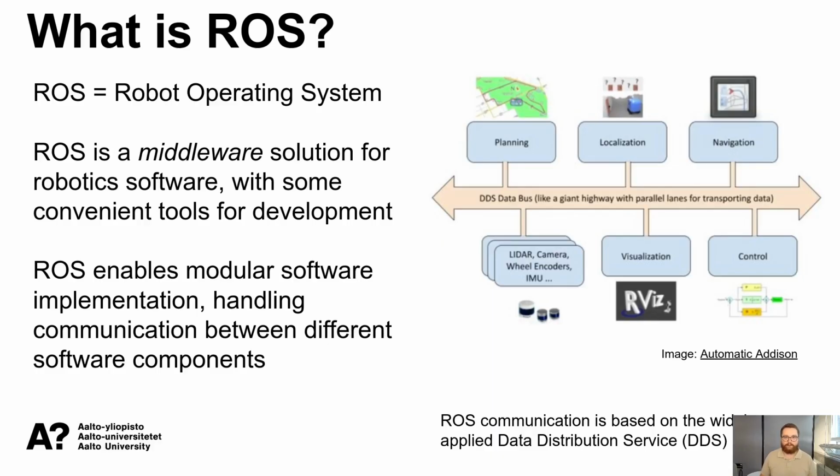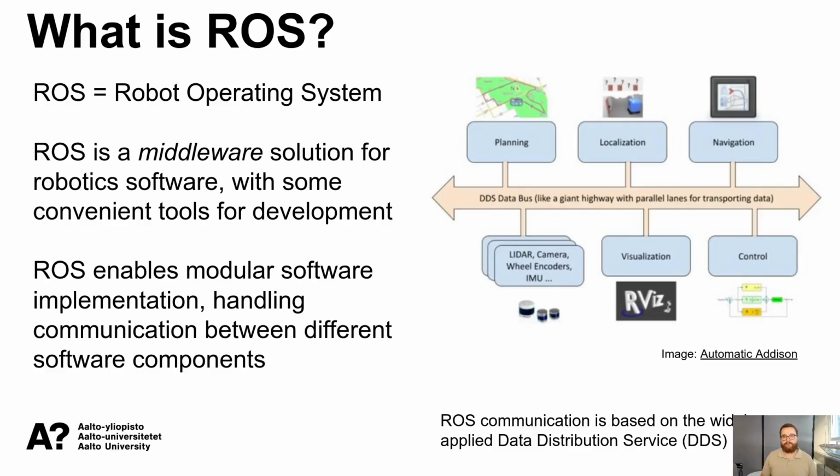ROS does this through this DDS data bus, which is something that you can very conveniently use to exchange information between your software components without having to think too much about the details of how to implement this. So you can basically focus on creating modular software solutions for different robotics tasks, and ROS is taking care of the communication between these packages, basically being a really convenient tool for this modular development.